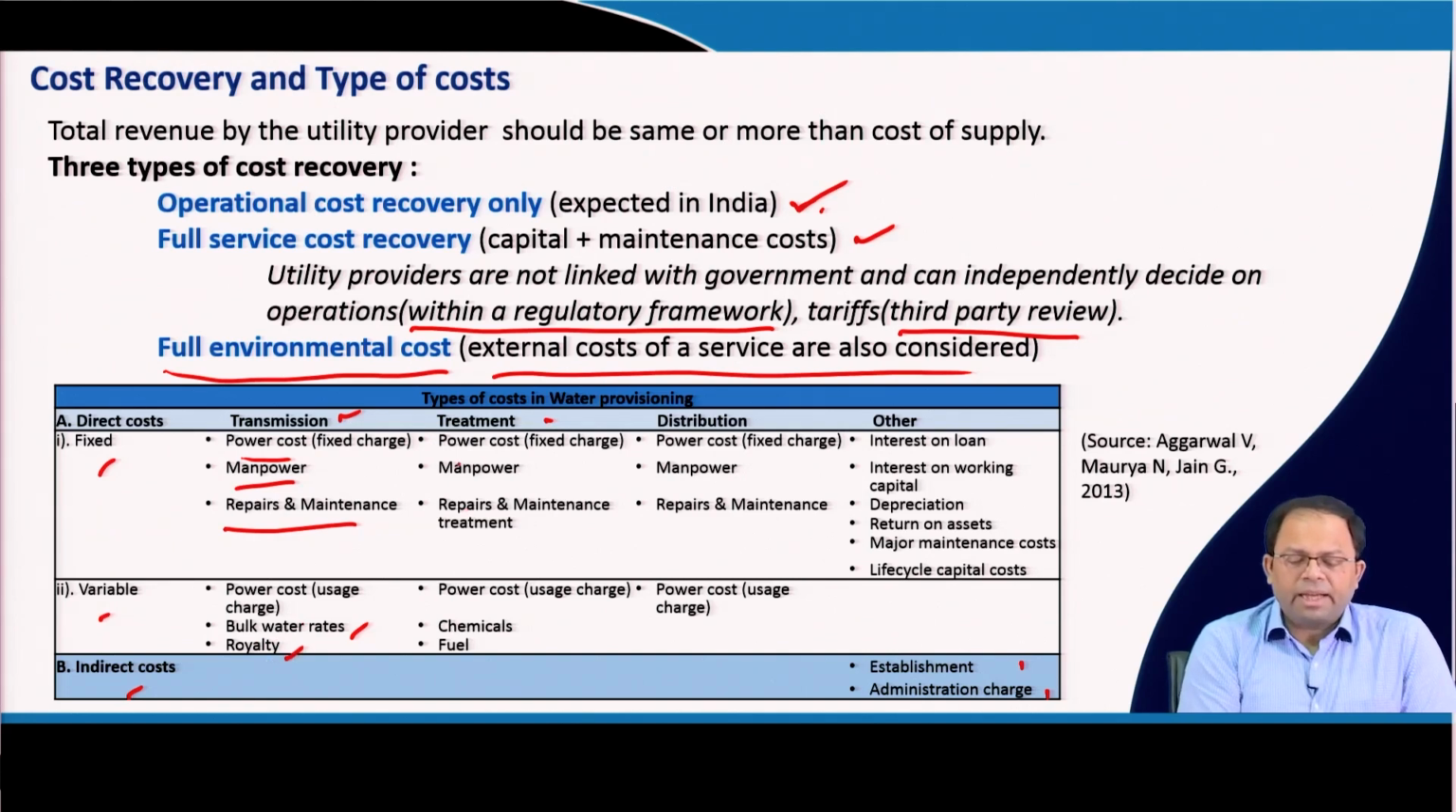And then for treatment, again we have power cost, manpower cost, repair and maintenance cost, and the same for distribution as well. Whereas for treatment the variable costs are power cost, chemical cost and fuel cost. This will vary as per the volume of water. And for distribution, the horsepower of the pump has to be more for a higher amount of water to be distributed, so power cost also varies. In addition to all this, there are some other costs like interest on loan, interest on working capital, depreciation and return on assets, which we will discuss in the next slide.